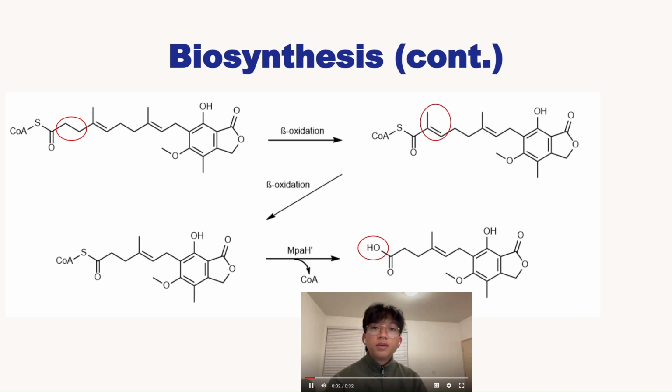This moiety at the end of the molecule is important for the next step, which is peroxisomal beta oxidation. And you can see in this slide that each oxidation removes a 2 or 3 carbon unit before getting to the final product. So with one beta oxidation, you lose 2 carbons, and then the second beta oxidation, you lose 3. And then finally, the enzyme MPAH releases coenzyme A from the molecule and gives you your final product, mycophenolic acid.